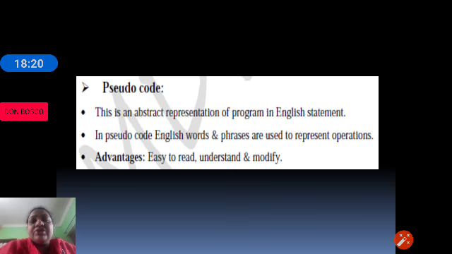Pseudocode is also a process of writing steps using English statements, where algorithm and pseudocode have a difference. For an algorithm, you need to follow a procedure, a systematic order. There is a procedure for writing an algorithm, whereas in pseudocode there is no order. So it is easy to write, easy to understand, and easy to modify. It is a process of writing steps, but not in any systematic order, and we write these steps using English words, phrases, etc.